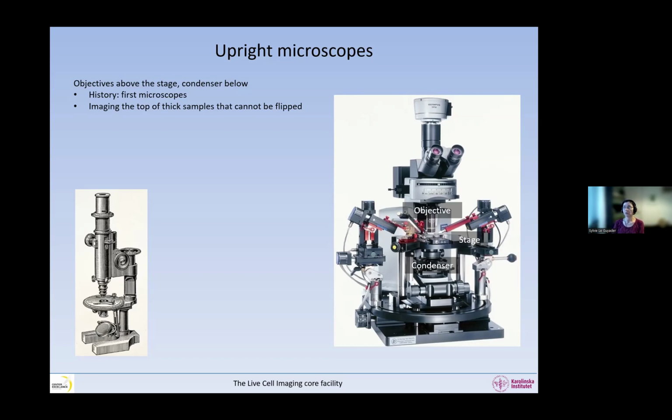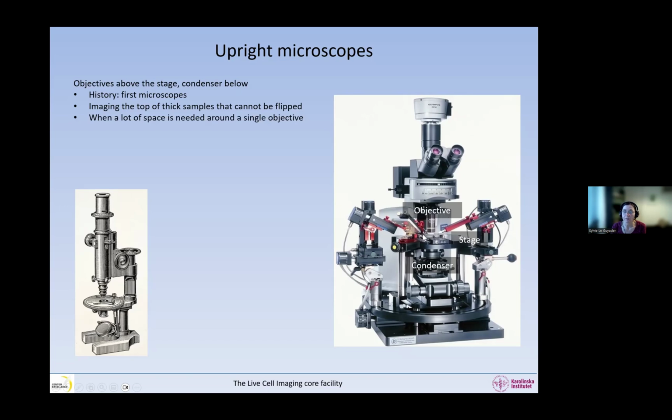And so you could also imagine that you have a tissue model that you're growing in the dish, and you have to look at it from the top. You cannot flip it, because it has sort of a top and a bottom. So for this type of samples, you must have an upright microscope to image them.